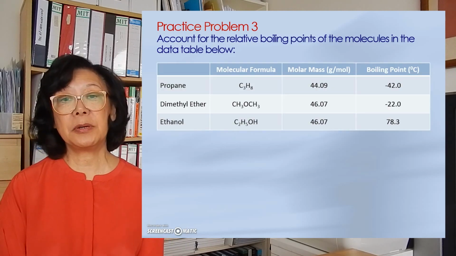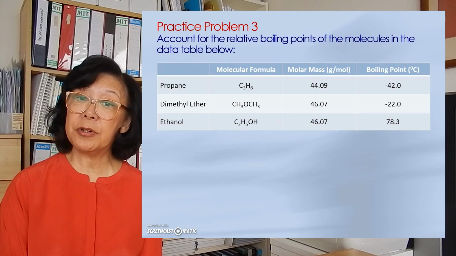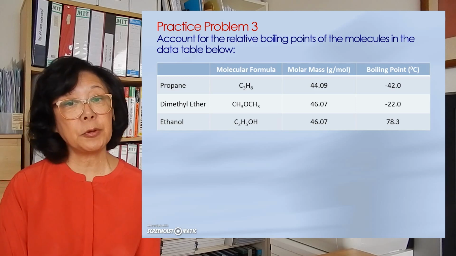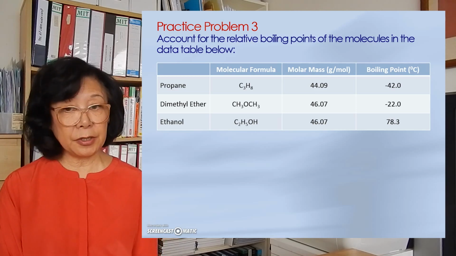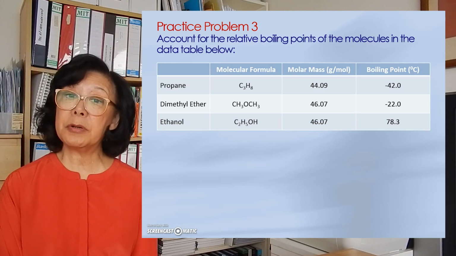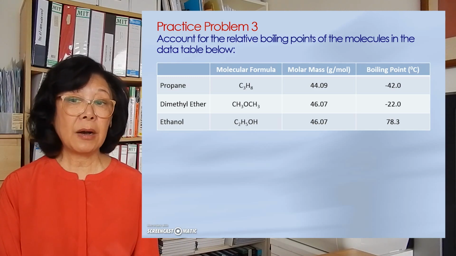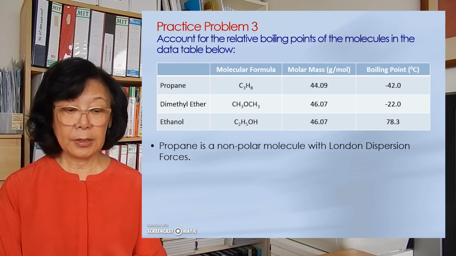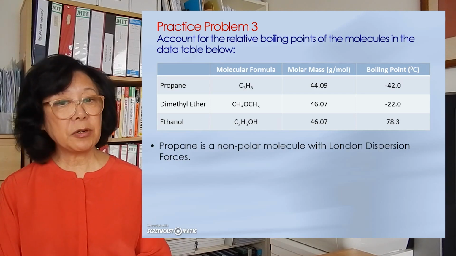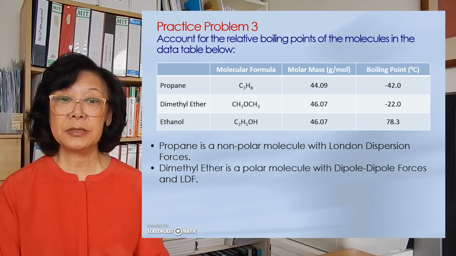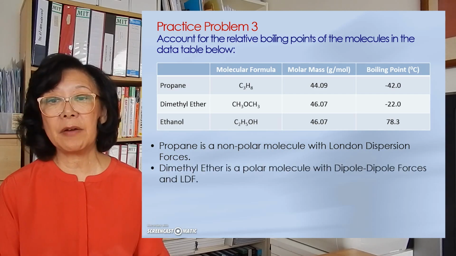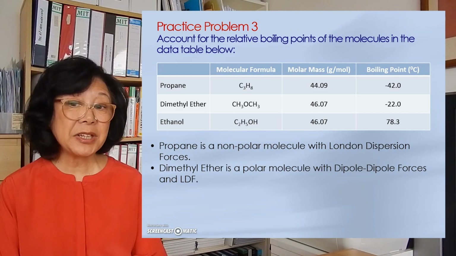Now here's another problem. Account for the relative boiling points of the molecules in the data table below. We have propane, dimethyl ether, and ethanol. They have similar molar masses, but the boiling points are very different. When we rationalize it, we look at propane being a nonpolar molecule with London dispersion forces, and therefore it makes sense that it would have the lowest boiling point, which is the weakest force.